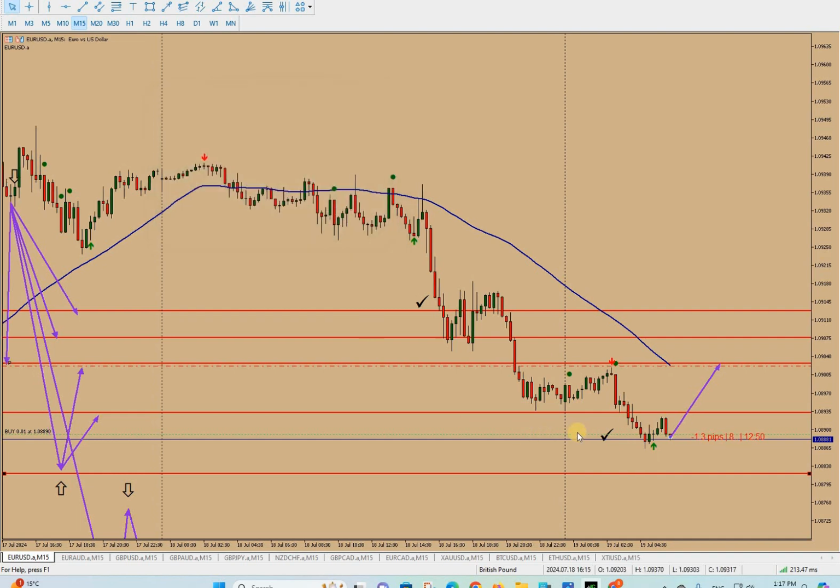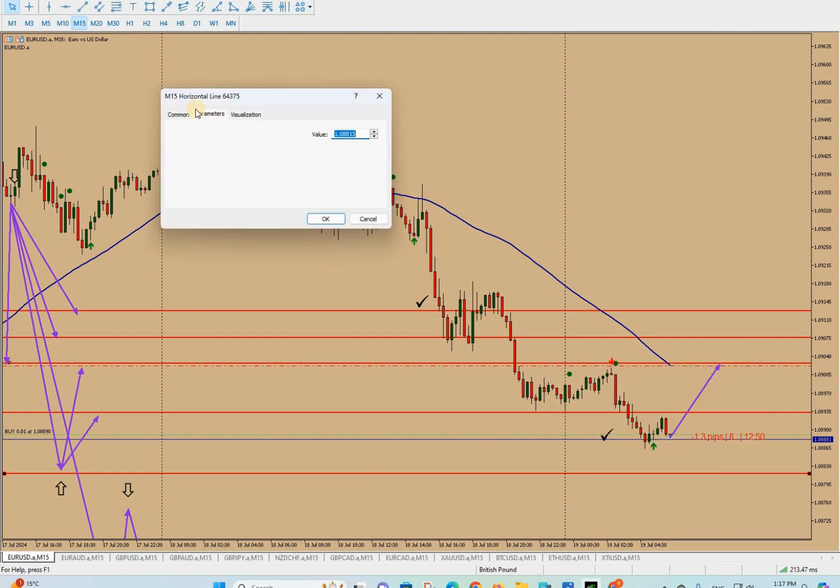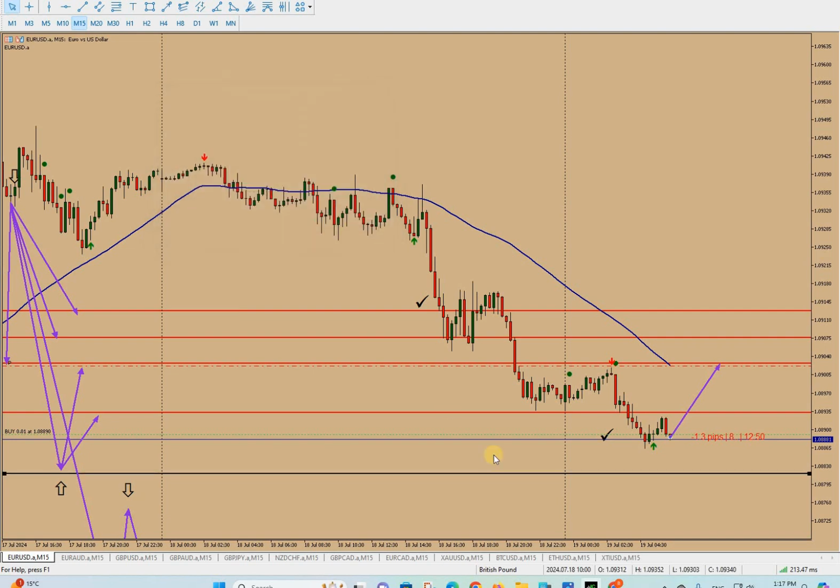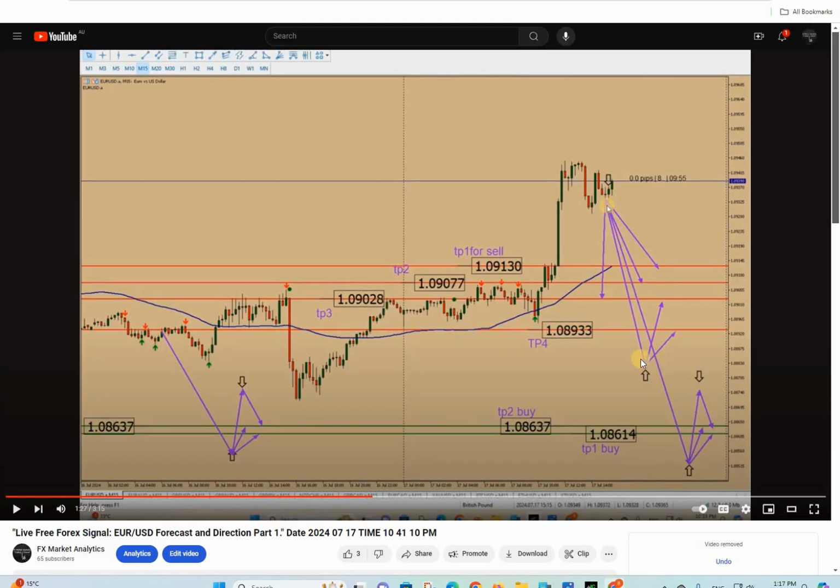Okay, this is going to be our stop loss. Let me change the color to not get confused. Okay, I mentioned before in the video, if you listen, I have said if price comes past TP4, and if we get a signal, we can buy to this. Let me replay it again and see.